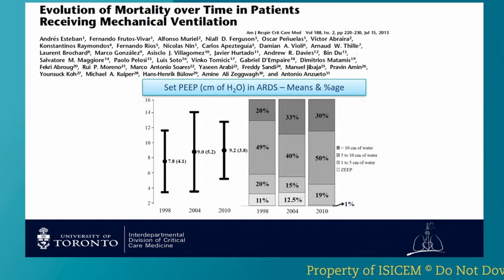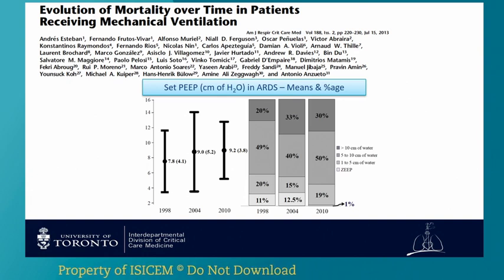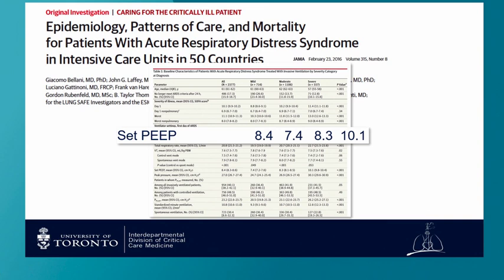What we do in the real world, Andres Esteban and colleagues have shown us that over time in the early part of the 21st century, we saw mild increases in set PEEP, although practically most of that was due to elimination of people using extremely low levels of PEEP, as opposed to us really adding more. And from LungSafe, as we've already referenced today, set PEEP remains modest, I would say, on average. 8.4 centimeters of water overall, and even in the severe ARDS group, only an average of 10 centimeters of water.